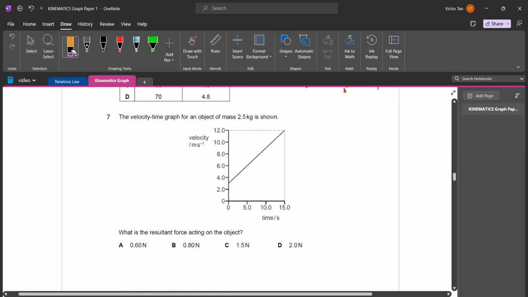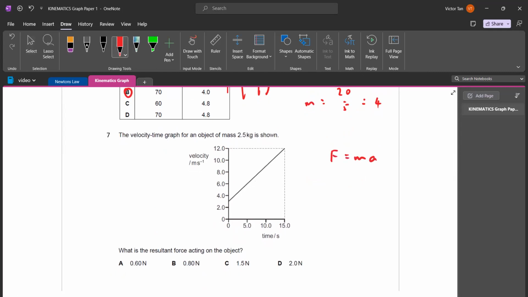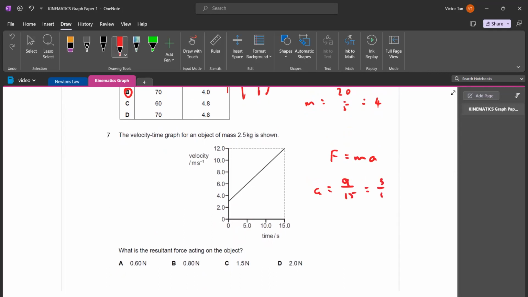What is the resultant force acting on the object? So this one you have to... What is resultant force? This is Newton's law. Newton's law, as you have studied in your O levels, F equals ma, the easy one. So you have just to find the acceleration, which is 9 over 15, which is 3 over 5. So the force equals 2.5 times 3 over 5. So this 0.5 times 3 equals 1.5. Okay.